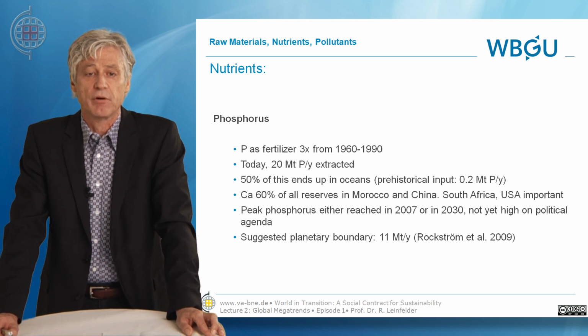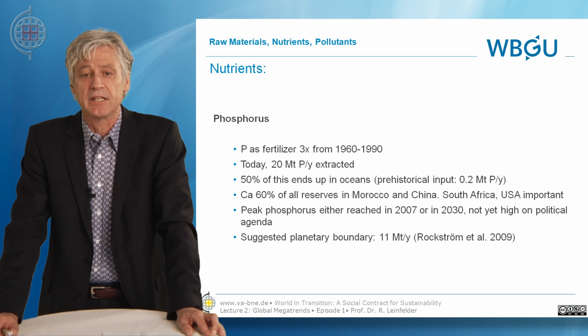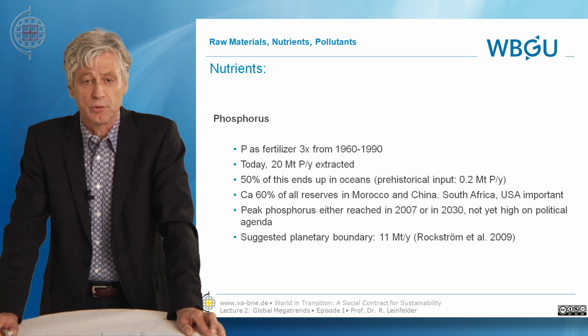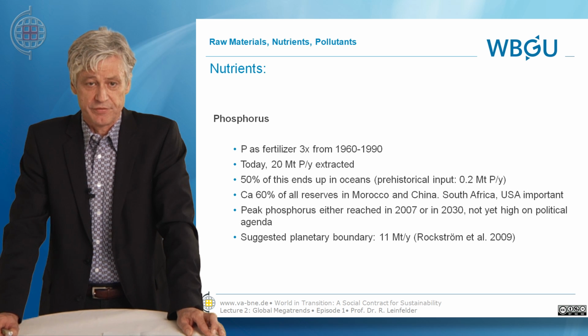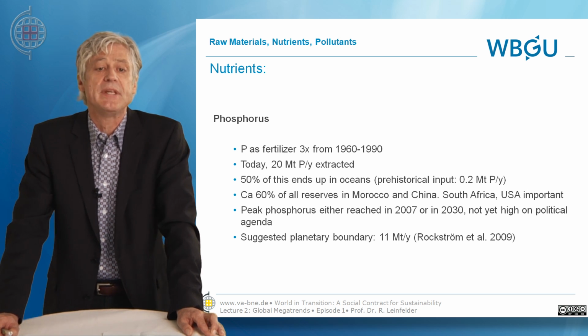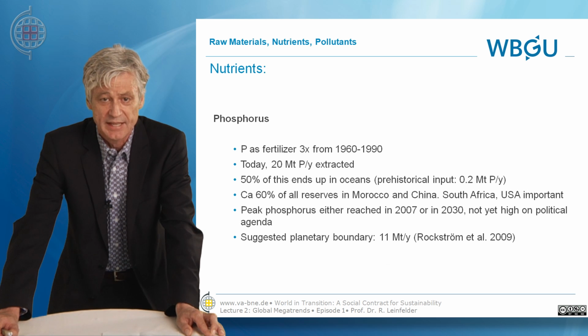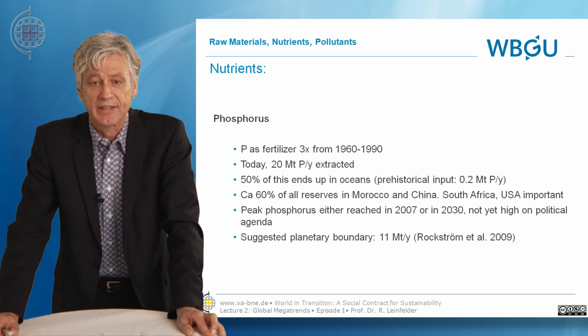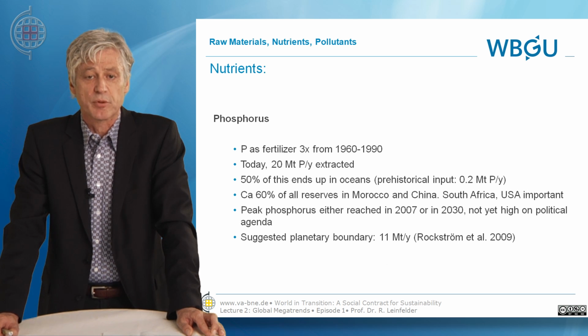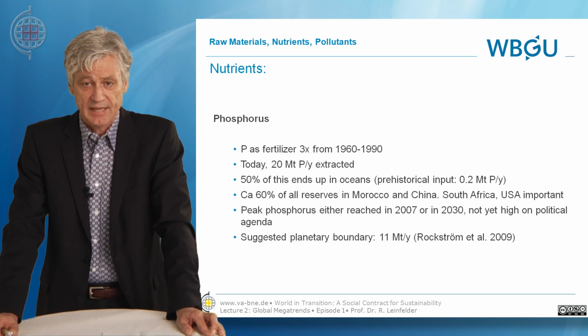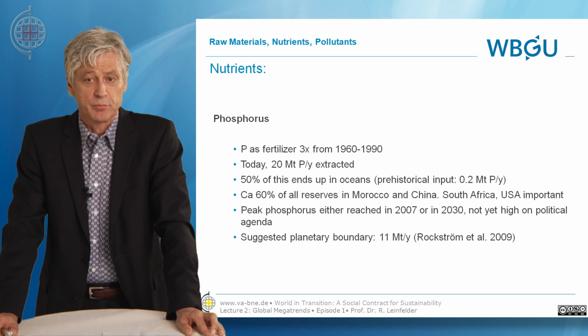So 60% of all reserves are in Morocco and China, and then South Africa and USA are also important for this. So we will run out of phosphorus soon. We either reached peak phosphorus already in 2007, or according to other studies, this will be in the year 2030. And the problem is that this is not yet high on the political agenda.